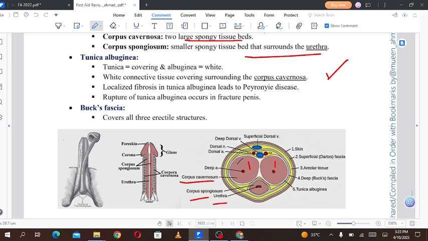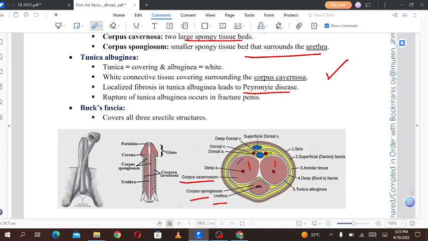Localized fibrosis in the tunica albuginea leads to Peyronie disease. I guess we will study that in the future pathology sections. That is like abnormal bending of the penis or something. So that is called Peyronie disease, and the localized fibrosis in the tunica albuginea is causing that.